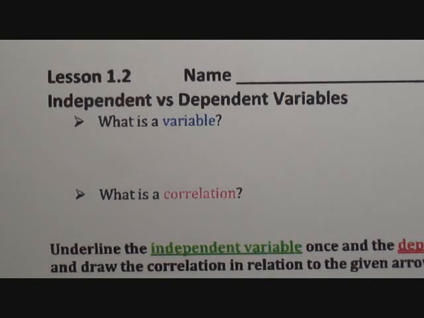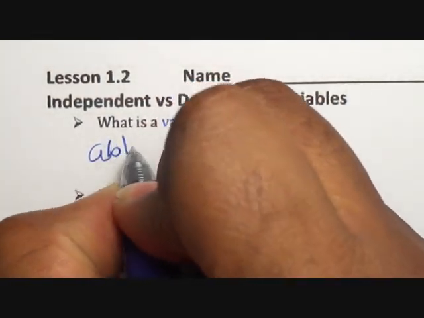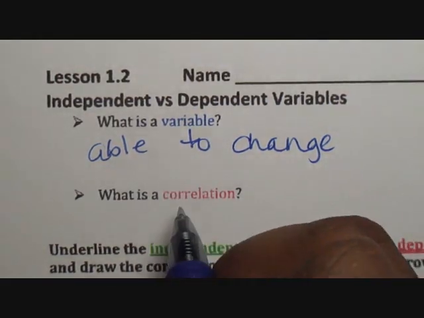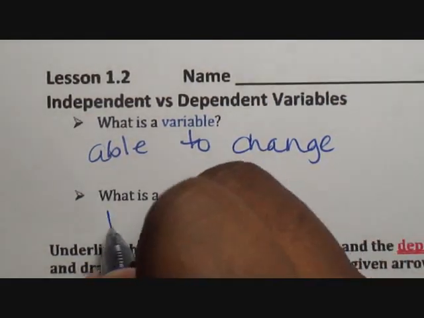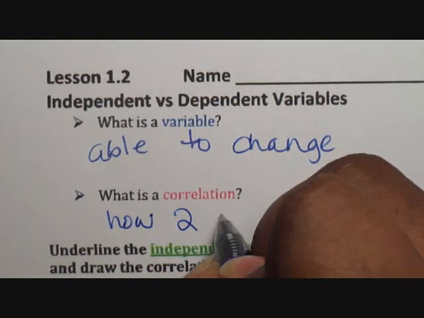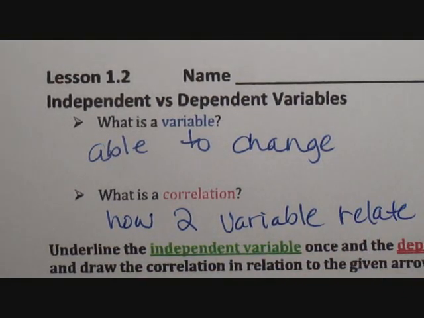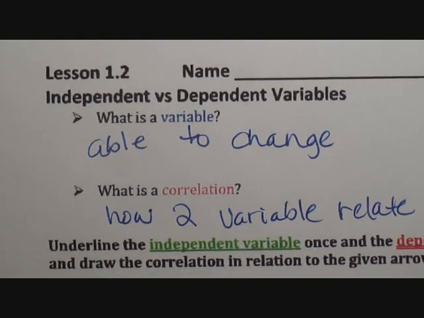The first one is we need to define a variable. A variable is something that is able to change. And then a correlation is how two variables relate to one another.